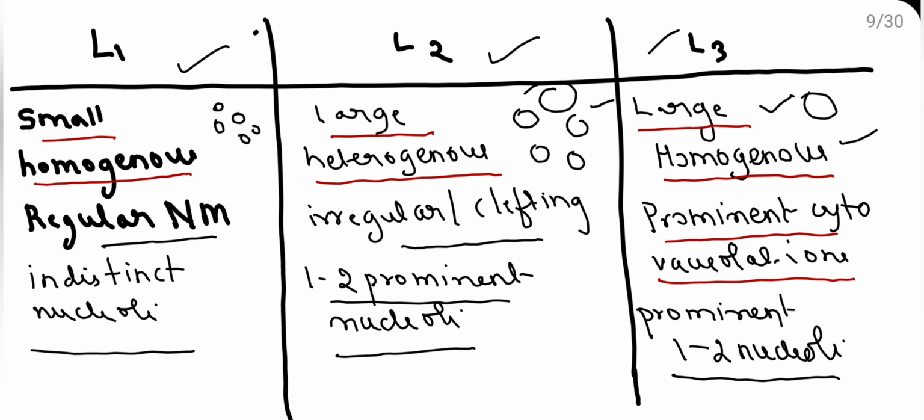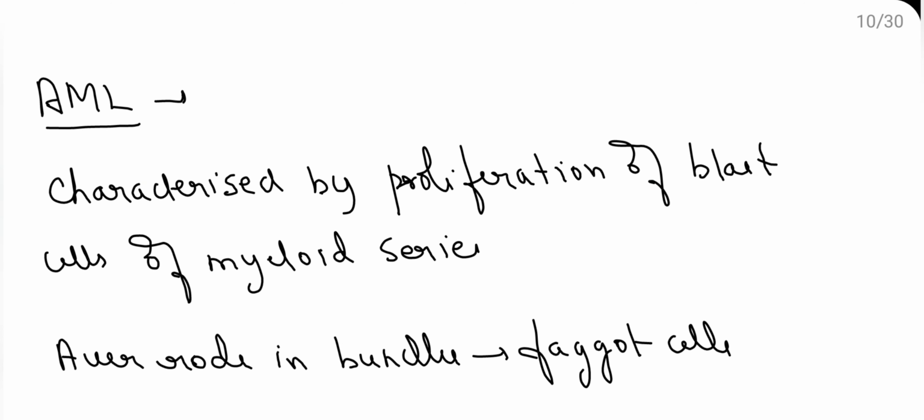So to summarize, in L1 you see small homogeneous lymphoblasts, in L2 you are seeing large lymphoblasts but heterogeneous, that is varying sizes of lymphoblasts. L3 again has large lymphoblasts but with cytoplasmic vacuolations.